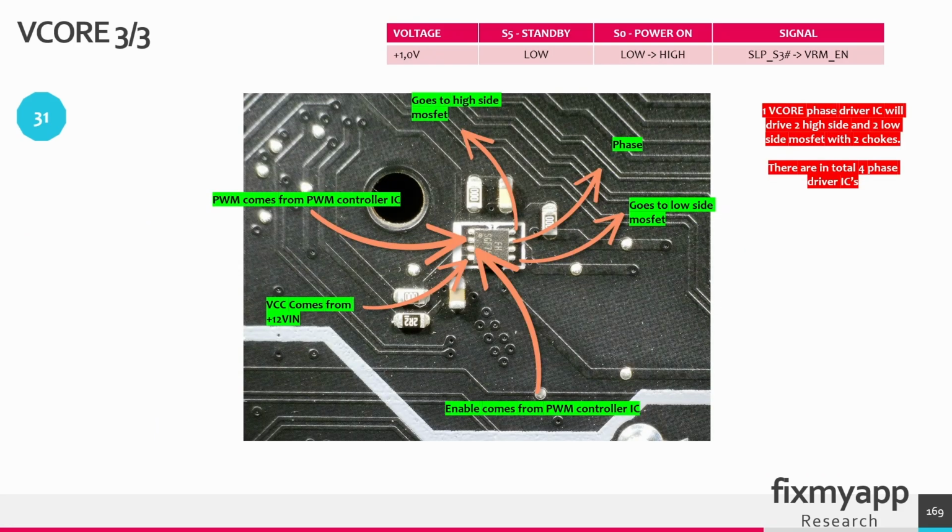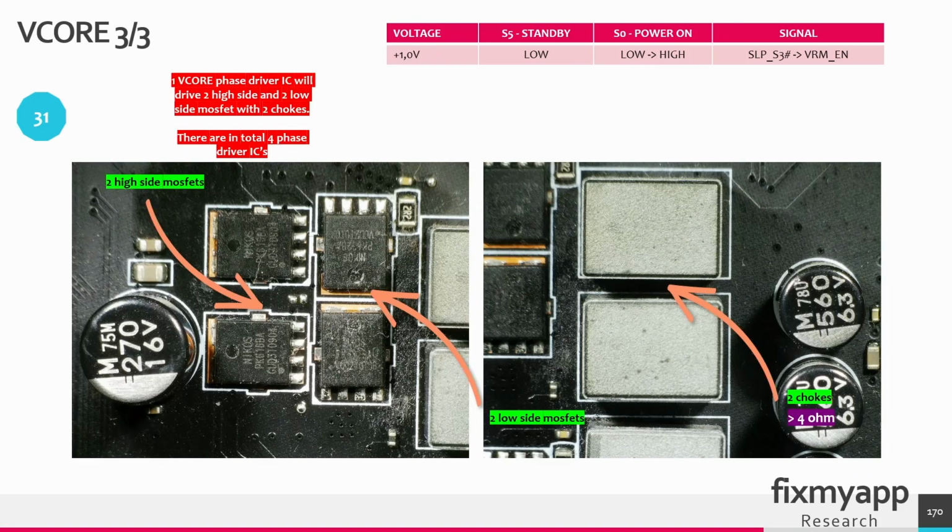This is a small chip, and this is the PWM driver IC. The PWM signal that comes from the multi-phase PWM controller will go to this pin, because we have in total 4 phases that generate the VCORE. In total there are 4 phases and we need 4 phase driver ICs. This PWM driver IC will drive a high side MOSFET and low side MOSFET. 2 MOSFETs will be used for the low side and 2 MOSFETs will be used for the high side. And then we have 2 chokes or inductors. From there it will go to the CPU. And this layout is multiplied by 4.